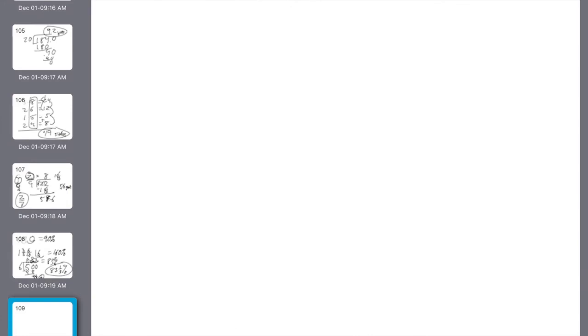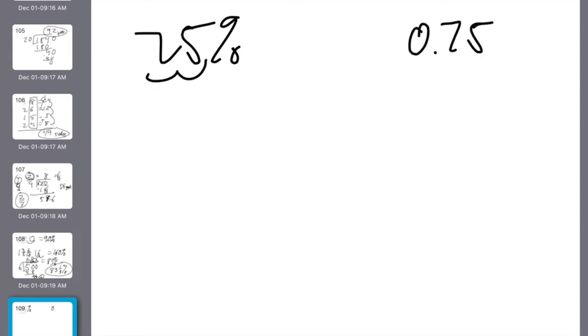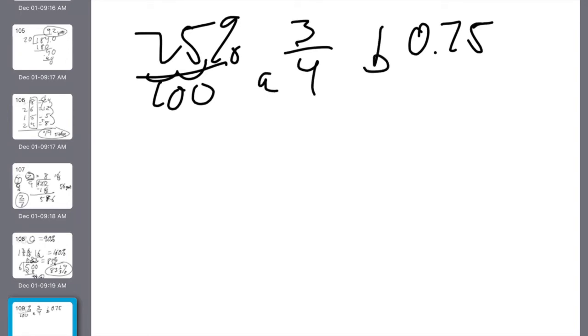Now they gave us the table. The first one they give us is 75%. Left twice would be the answer for B as a decimal, 0.75. Percent means out of 100. Divide by 25 gives me 3/4. So this would be A, this would be B.